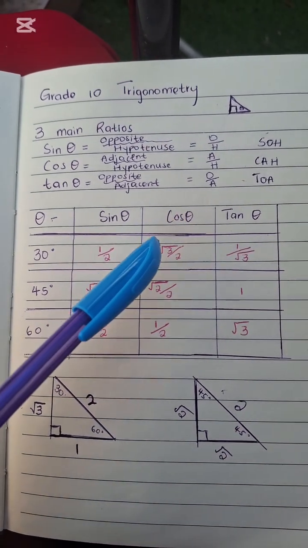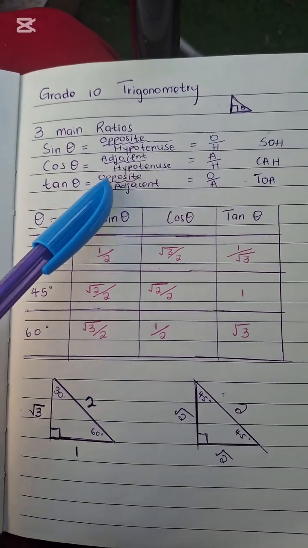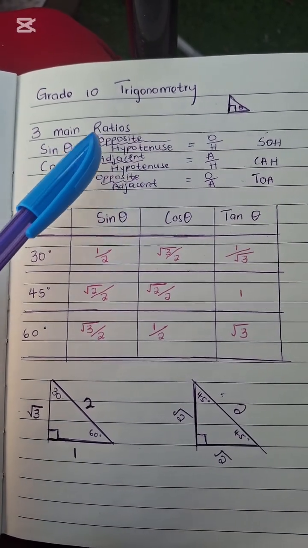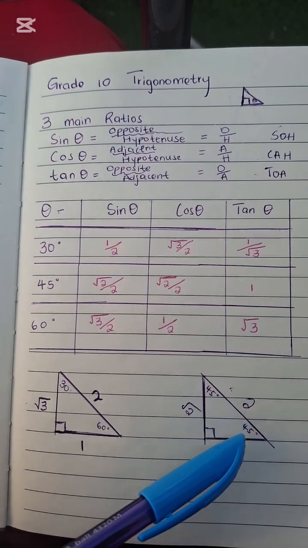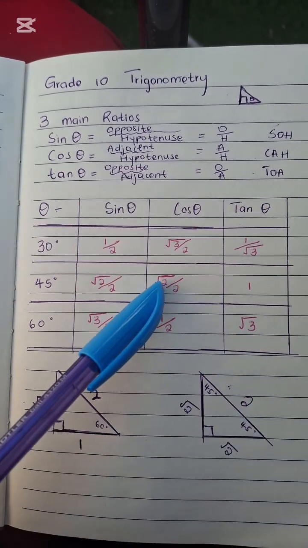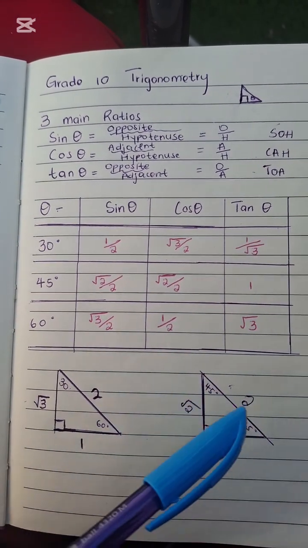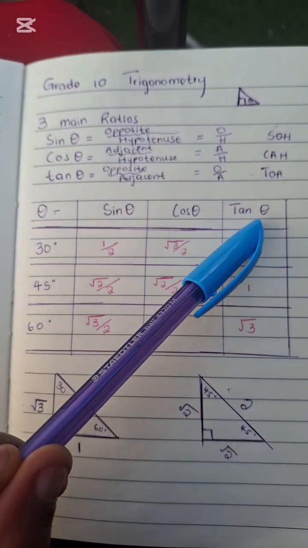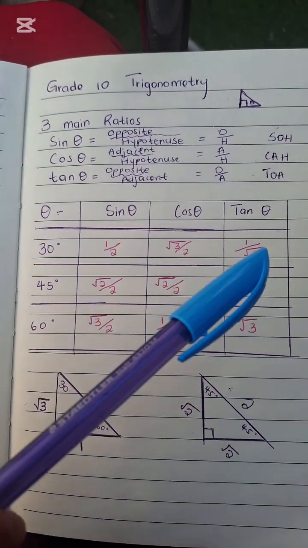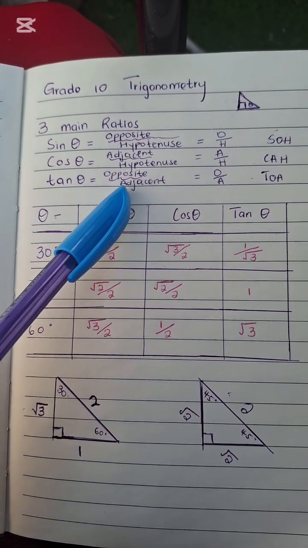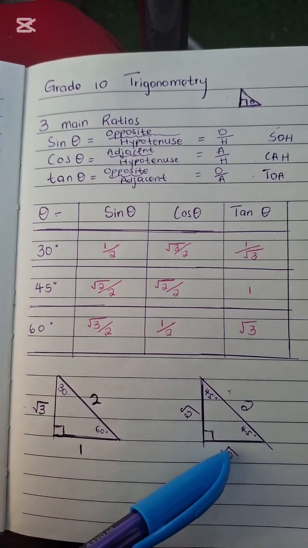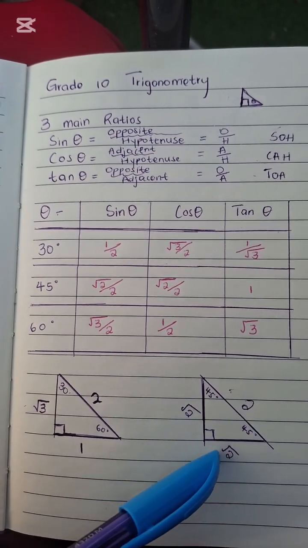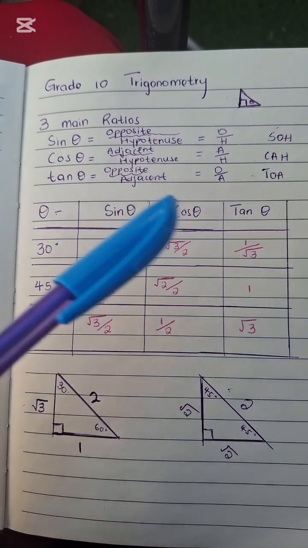Now cos of theta, cos of 45, adjacent, the side next to 45 over hypotenuse. Tan of theta, tan of 45, which is the opposite side over the side next to it. Root 2 over root 2 is the positive one.